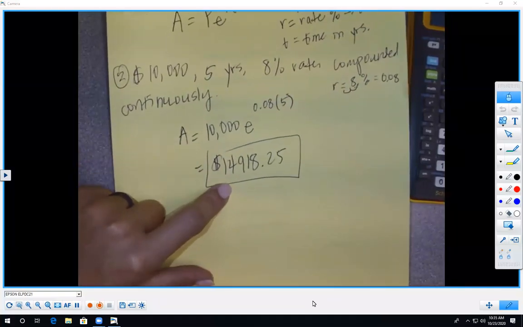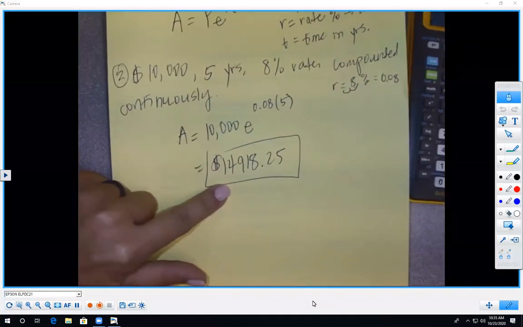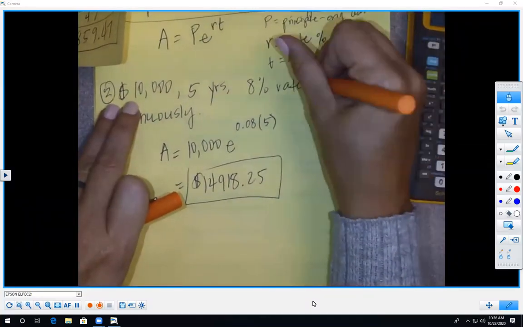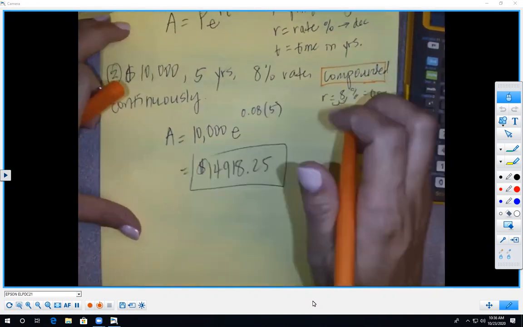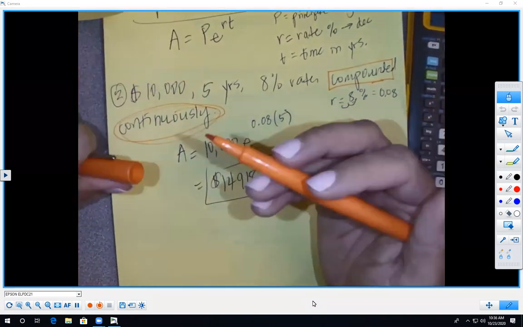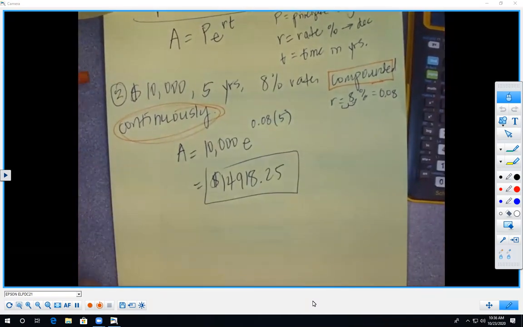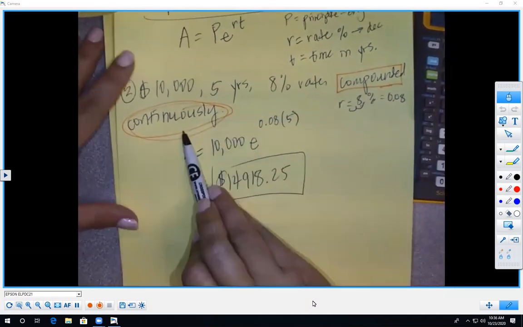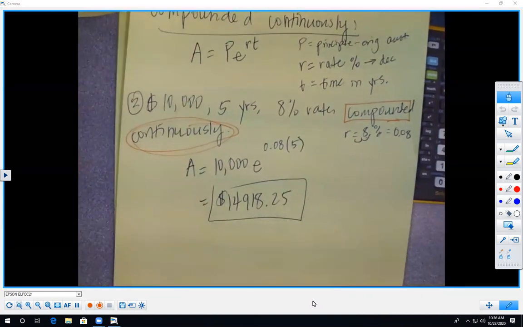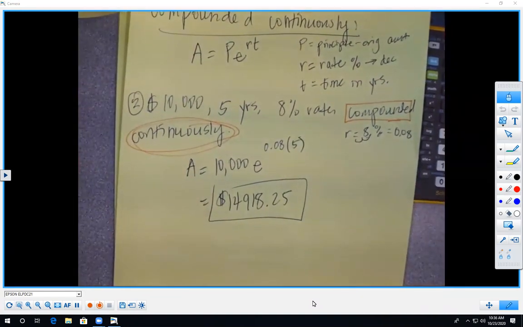So that's how you use each formula. The way you can tell which formula you need to use, it will tell you compounded. That word will be in all the problems, and then it will either say continuously or tell you something else: weekly, daily, monthly, quarterly, biannually, and so forth. If it says continuously, you use this formula. If it doesn't say continuously, you use the other formula. Questions about that?